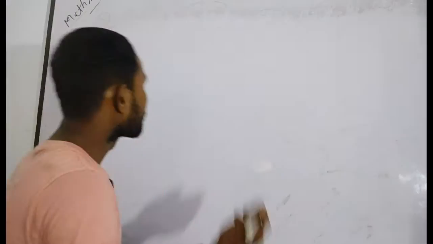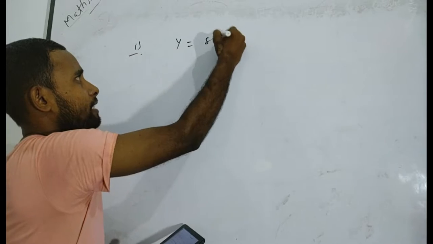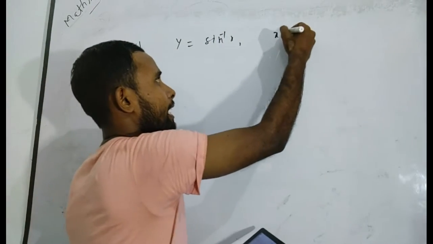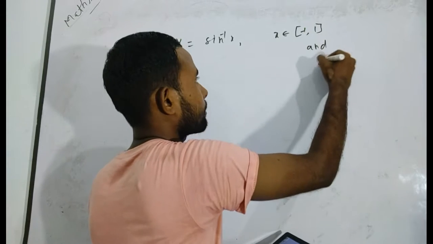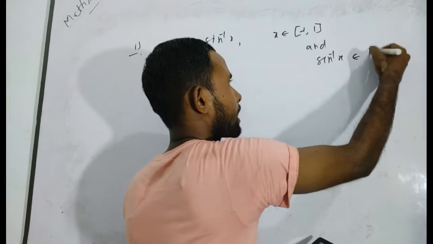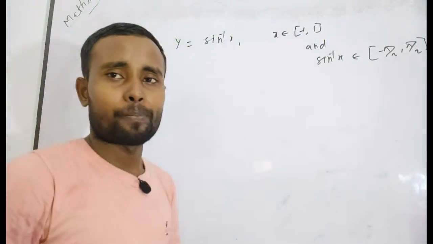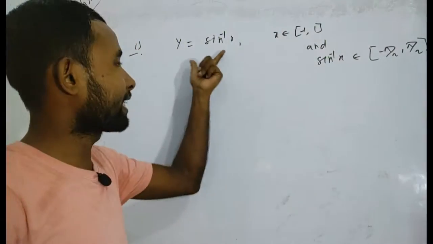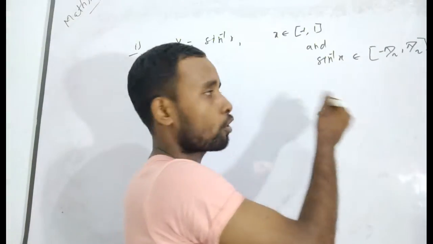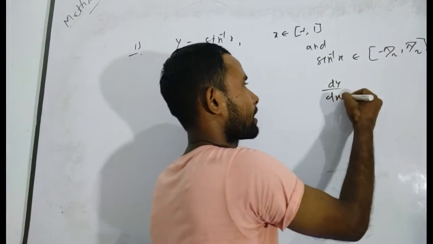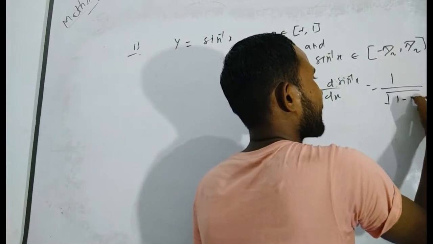See here, first problem, y is equal to sin inverse x. As you know, here x belongs to -1 to 1, and for sin inverse x, y belongs to -pi/2 to pi/2. This is an important point. Now you have to find the derivative of sin inverse x, so you have to prove its formula. The formula is dy/dx, that means the derivative of sin inverse x with respect to x, will be 1 upon root under 1 minus x square.